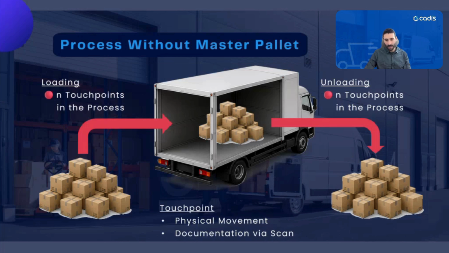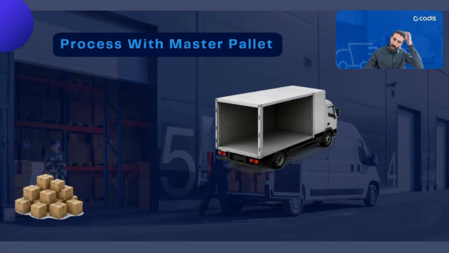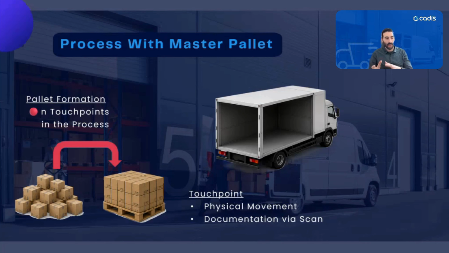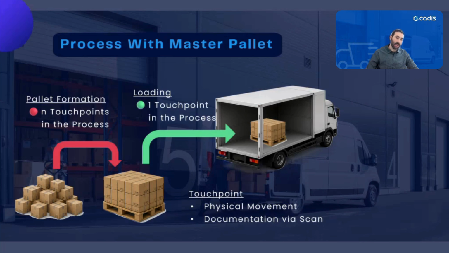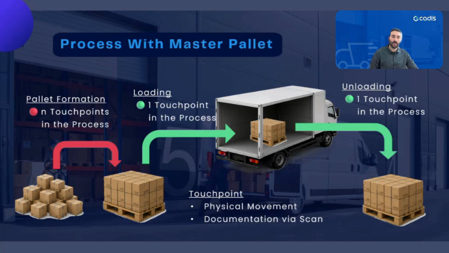So now with the master pallet, what changes? In this case, prior to the loading, that period of high peak of pressure that you may have, you will need to form your master pallets. So this happens much earlier. You will have your n touch points because you are moving the packages into the pallet, so with the documentation via scan and the physical movement. Then you will proceed with the loading with only one touch point. And this is what makes the difference. And it will be the same at unloading. Only one touch point to unload your master pallets.